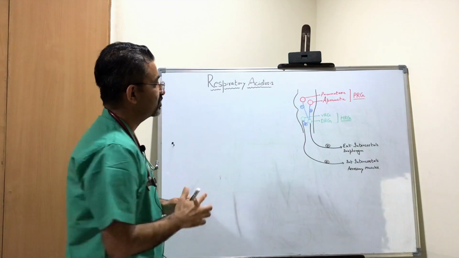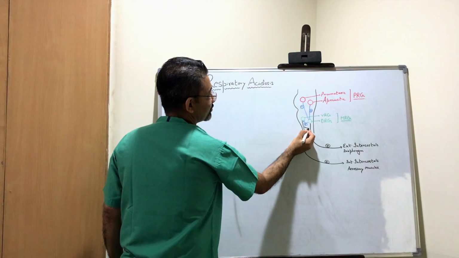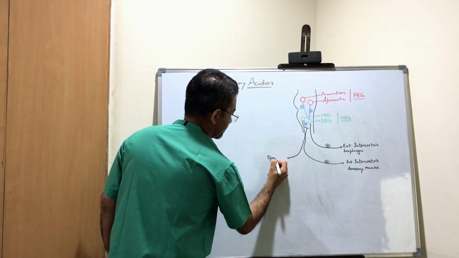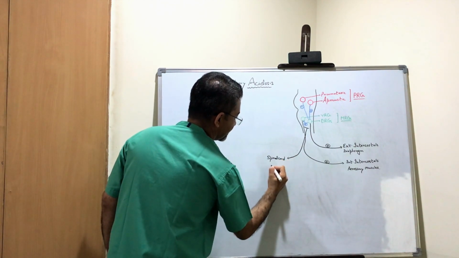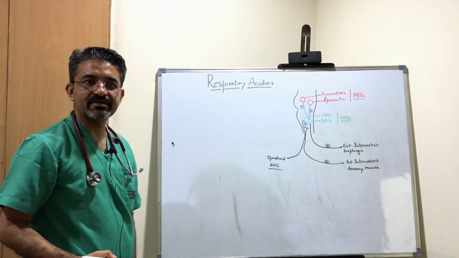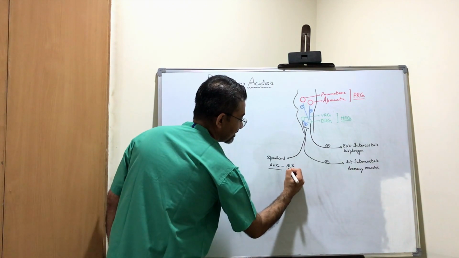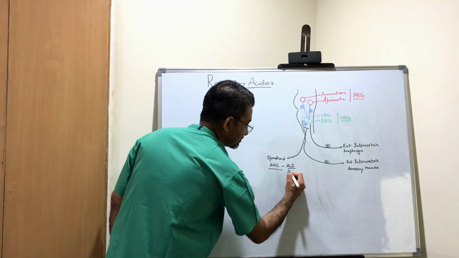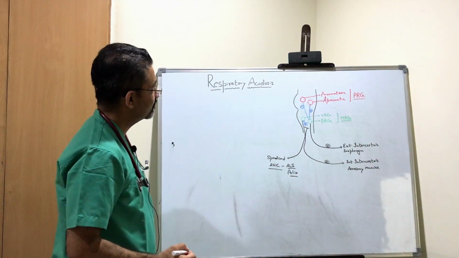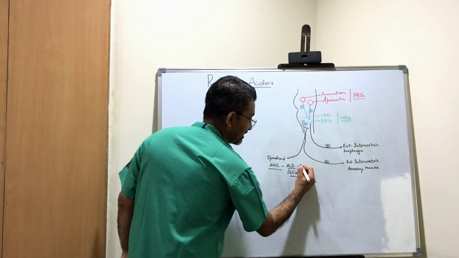See, these neurons from your medulla, they go to your spinal cord and innervate your anterior horn cells. So any anterior horn cell problem, say for example you have amyotrophic lateral sclerosis, ALS, or you have poliomyelitis, which are anterior horn cell diseases, will give rise to respiratory acidosis. Right? So historically you will have both UMN and LMN signs.